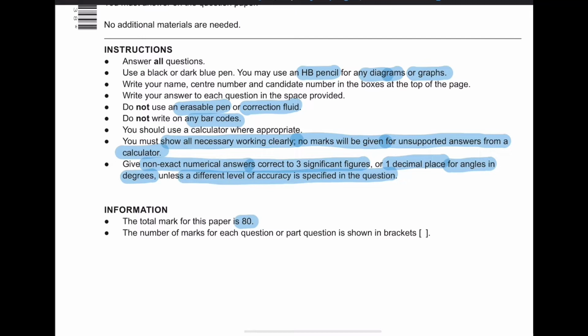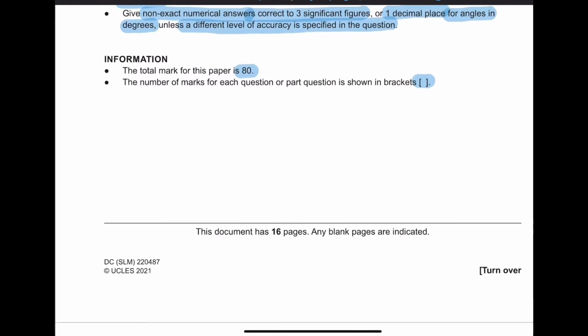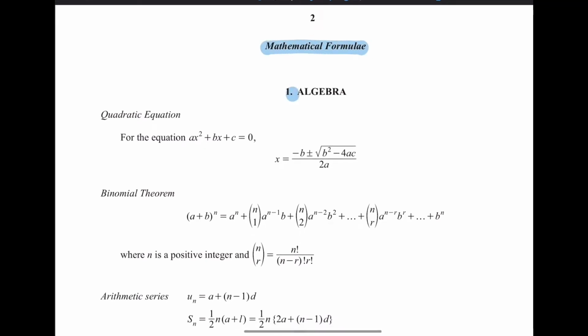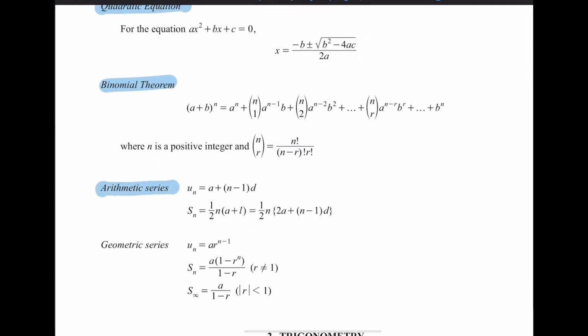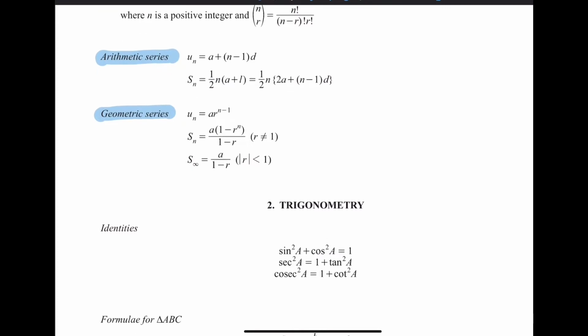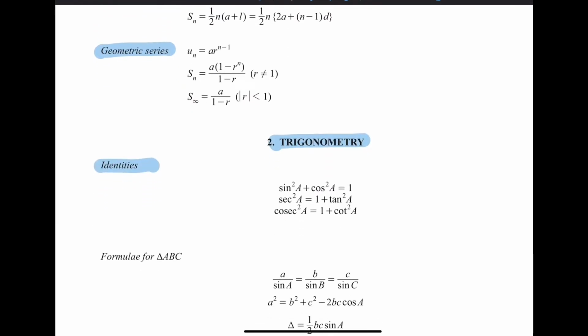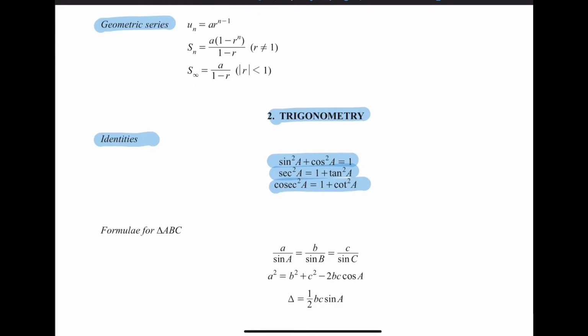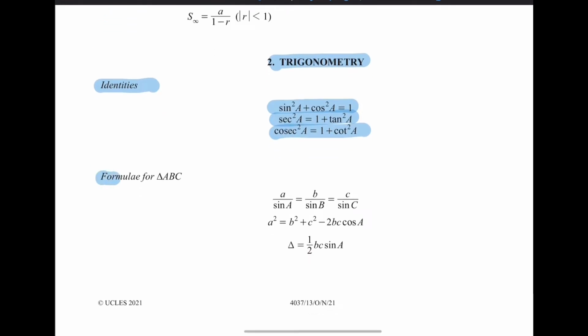Its total mark is 80 and all the marks are given in brackets. Before starting, you can check that some formulas are given: algebraic formula, quadratic equation, binomial, arithmetic series, geometric series, and trigonometry. From its given identities: sin squared A plus cos squared A equals 1, sec squared A equals 1 plus tan squared A, cosec squared A equals 1 plus cot squared A, and then some formulas related to triangle ABC: sine rule, cosine rule, and area of triangle. So that's all the information from these papers.